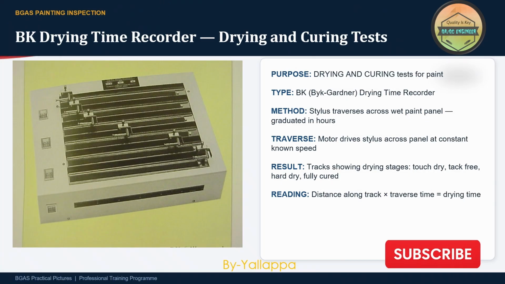This slide shows a BK drying time recorder. The instrument is used to determine coating drying characteristics. A moving stylus travels across the coating surface while the coating cures. The resulting track allows evaluation of different drying stages including surface dry, tack-free, and fully cured conditions. Understanding drying behavior is important because premature handling or overcoating may lead to coating defects and reduced performance.